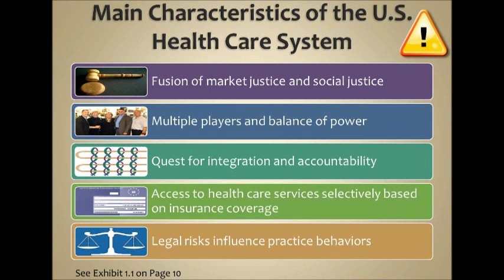Access to healthcare services is not universal in the United States. It is selectively based on insurance coverage. Of course, we are all working on this, but it still remains the case that a person has to have some sort of insurance coverage in order to access regular healthcare services on a regular basis. Finally, because the U.S. healthcare system has so much market justice involved with the social justice, and the government is not the main player, legal risk influences practice behaviors.